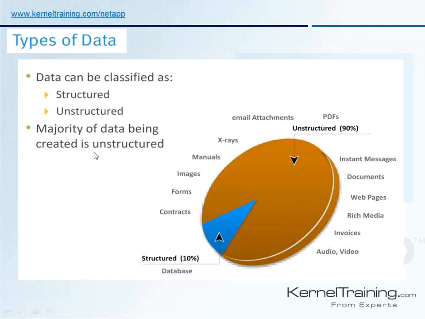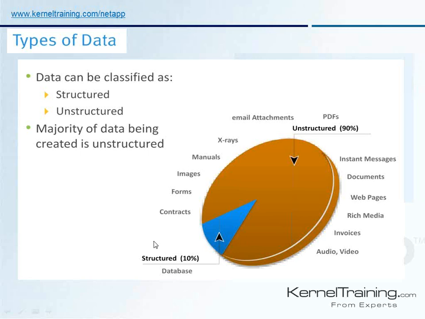So the majority of data being created is what? Unstructured. Whatever data is being generated by online people is not structured data. It is all unstructured data. So unstructured data is more in number. So how do we handle unstructured data?